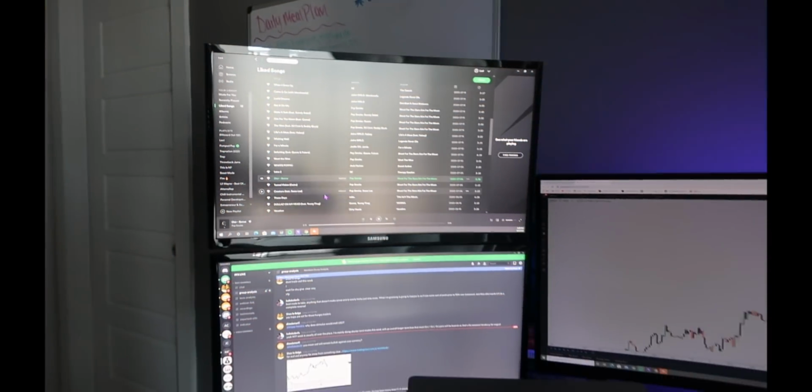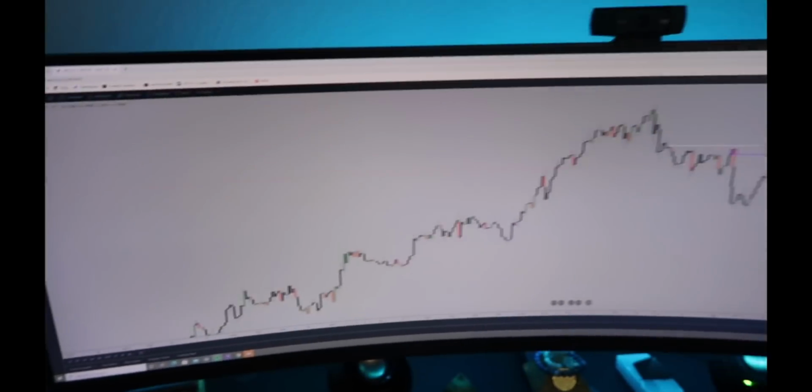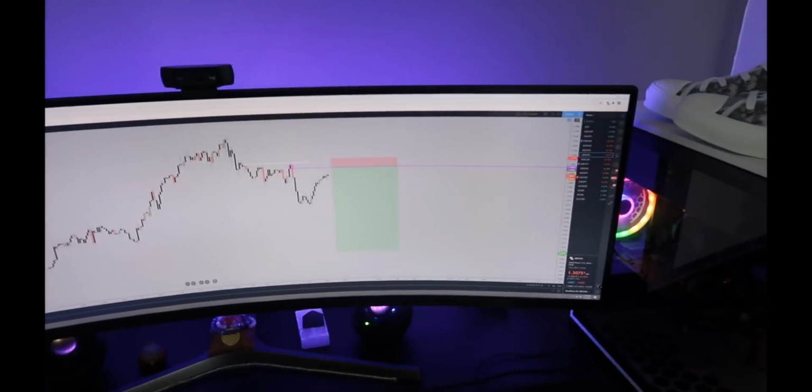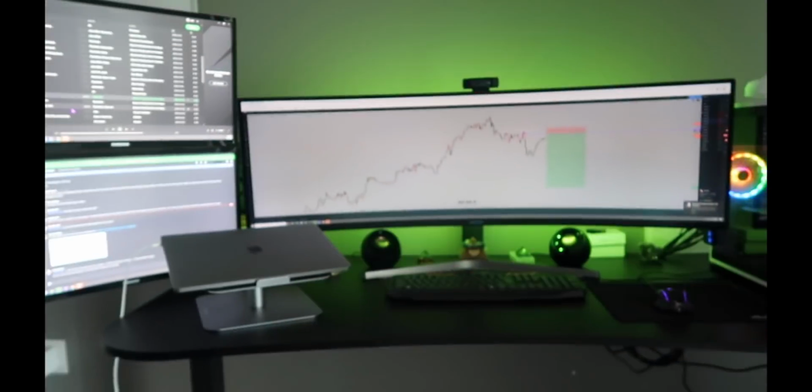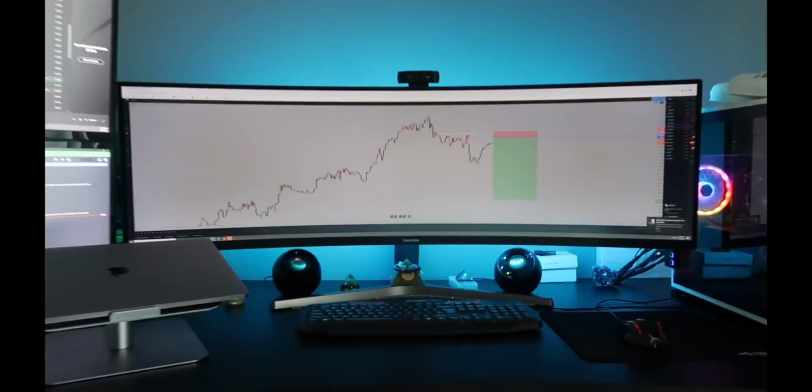Quick little update on the trading setup. If you haven't seen, we added the 2 monitors and same screen, absolutely loving it. Got that Pop Smoke playing and had to cop those Dior's. Rest in peace, Pop Smoke. But that is the trading setup. That's how we've been trading.